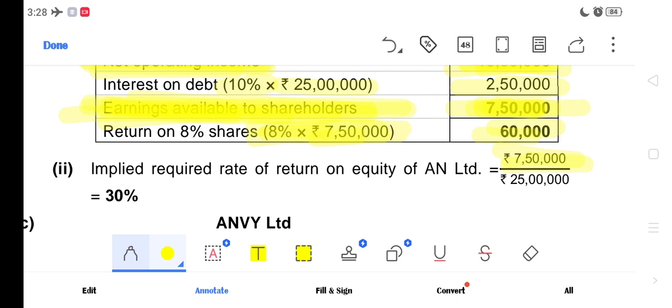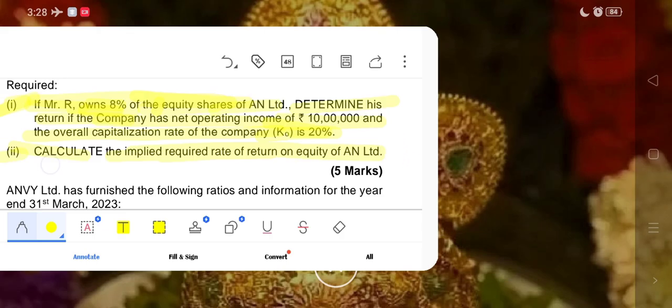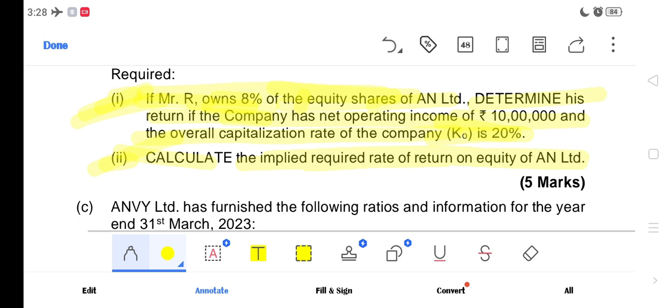So what is the implied required rate of return? It is 7,50,000, which is earnings, which is nothing but return only, divided by 25 lakhs, because this is the equity. 50% of 50 lakhs we have done, no. So 7,50,000 divided by 25 lakhs, which is nothing but 30%. This is called implied rate of return, guys. Okay. So this is also done.